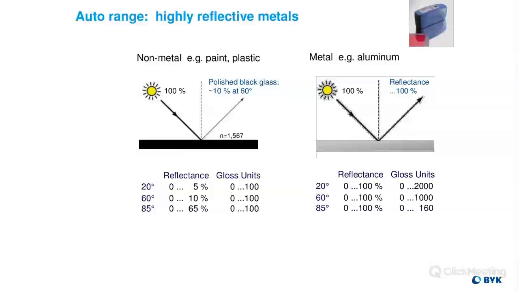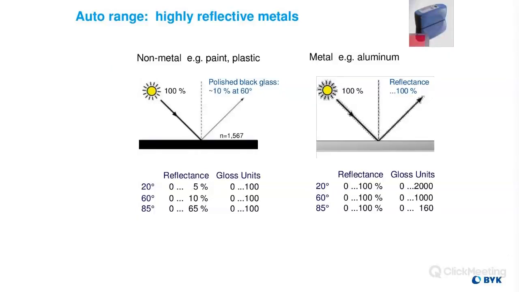So the maximum scale depends on the geometry, but the maximum scale for the 20 degree, the high gloss geometry, is actually 2,000 gloss units. For 60, it's 1,000, and for 85 degrees, it's 160. So if you're measuring metals, metals typically measure up into the few hundred gloss units range. You do need a meter with this expanded measurement level.